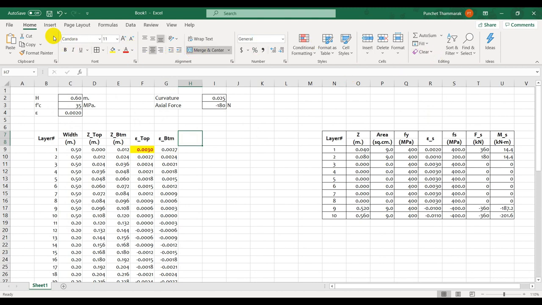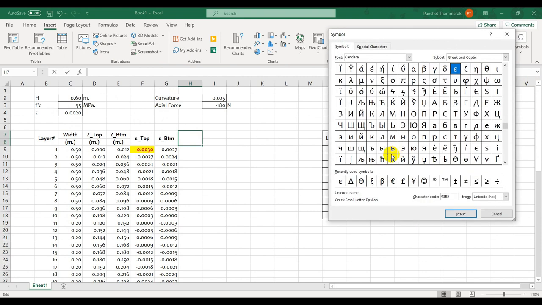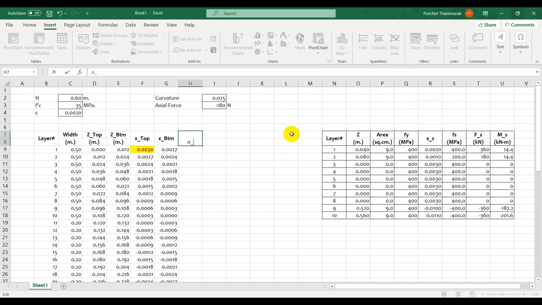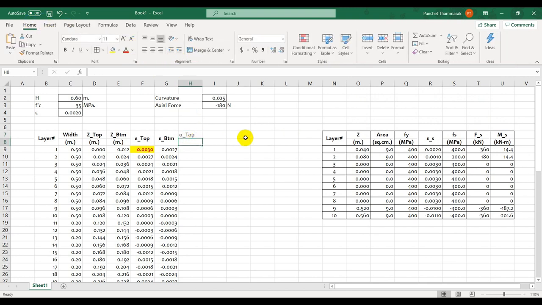Merge cell, and then I insert the symbol. Now I need stress. Where is this? Okay. So this is stress at the top. What will be the unit? KPa. Okay, top stress, that depends on your concrete model, right?